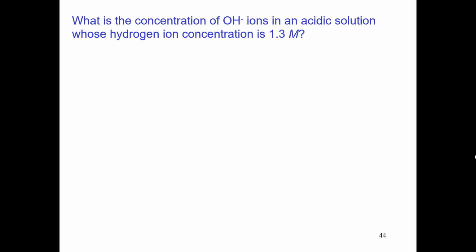All right, let's see what that is. Remember, Kw, the ion product constant, is 1.0 times 10 to the negative 14. If the question did not specify, assume that we're talking about room temperature or 25 degrees Celsius. We're being told that the hydrogen ion concentration is 1.3 molar. So I want to find out what is the hydroxide ion concentration. So this is just basic algebra.